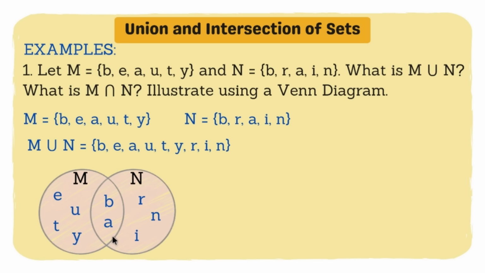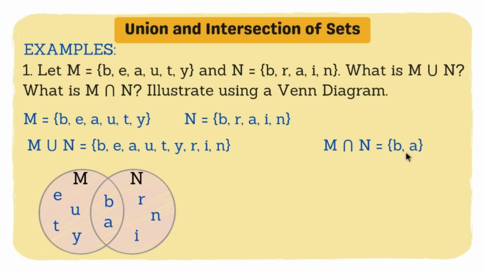Next, pwede na po tayong mag-proceed sa intersection. What is M intersection N? Okay, so ano ang intersection? It's the common element. Okay, therefore, yung common sa dalawa is just letter B and letter A. Yun na po yung sagot natin.